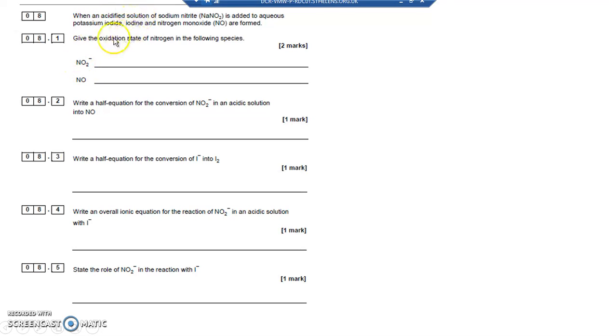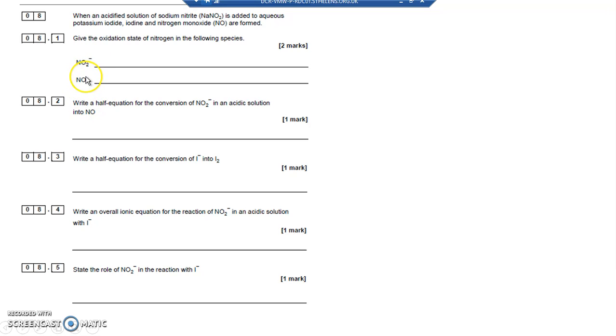Question 8. Give the oxidation state of nitrogen in the following species. So in NO2 minus. Well, I know oxygen's in group 6, so it forms O2 minus ions. Oxidation state -2. So I've got 2 minus 2's is -4, and I've got a -1 left over. So the nitrogen must be in +3.